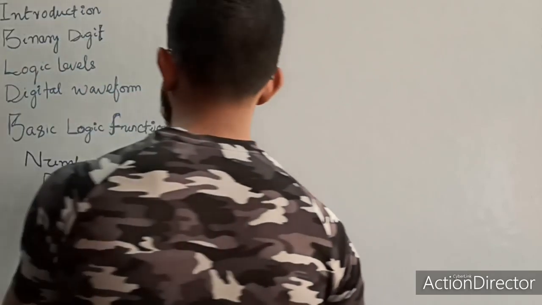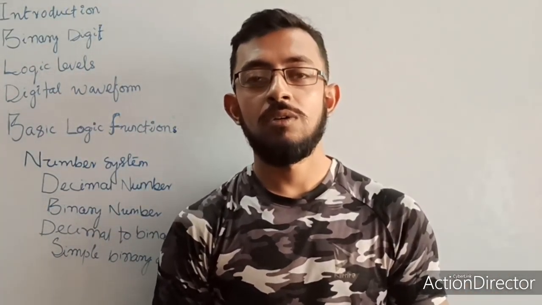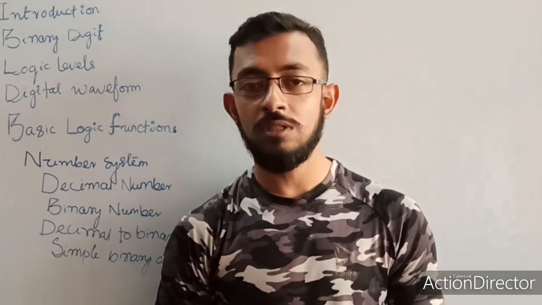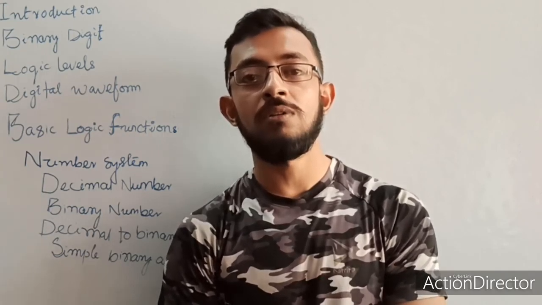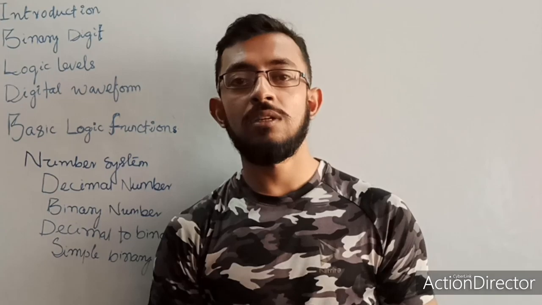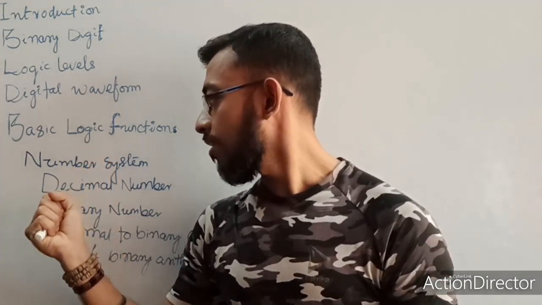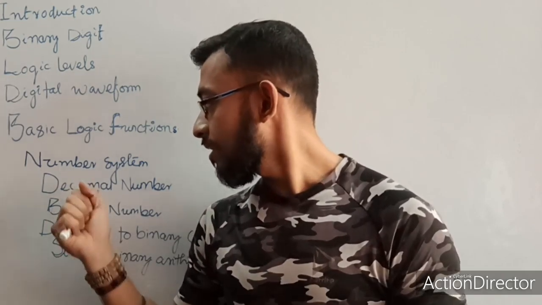So let's start from here, the number system. In digital signals we use various types of number systems, because a digital signal only takes some levels, meaning it will take either the value 0 or 1. For that we can use any number system: decimal, binary, octal or hexadecimal. So let's see what the decimal number system is.